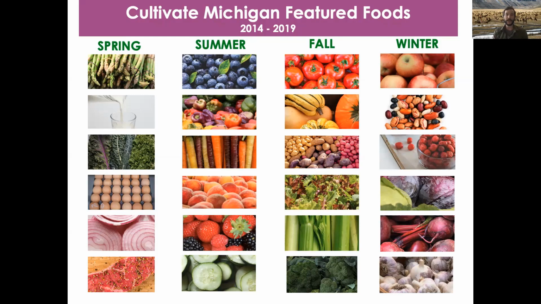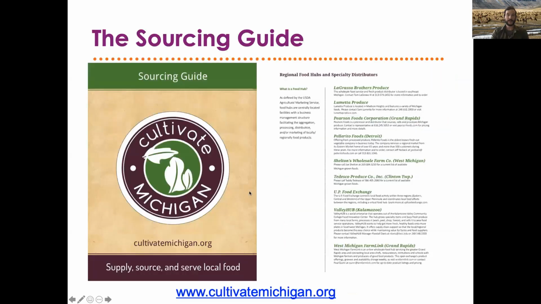What we found was that really the information that food service directors found most useful was that sourcing information. So we decided to pull that information out of these individual featured food guides and include it in a cumulative or combined Cultivate Michigan Sourcing Guide. So the sourcing guide, which looks like this, has all of that sourcing information from all of those 24 different products that were developed over the course of 6 years, included in one place.